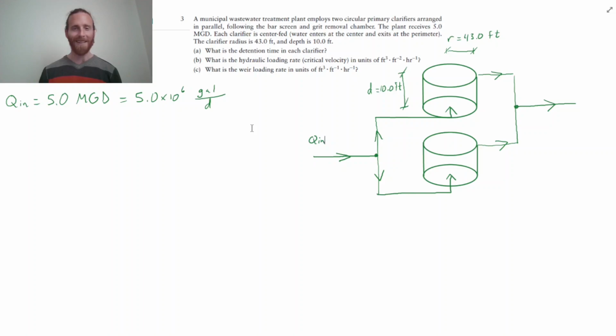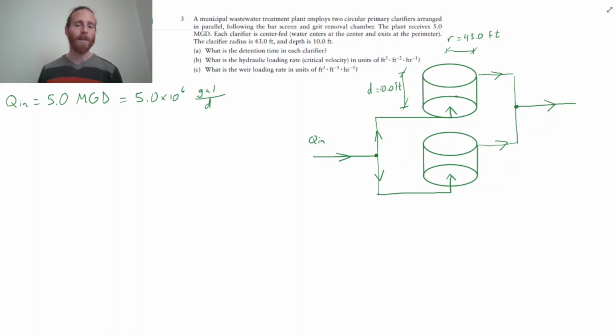Hello there, environmental engineers. Today we're going to look at primary clarification. So we've got a relatively simple introductory problem from the textbook. Now we have the influent coming in to two separate clarifiers.